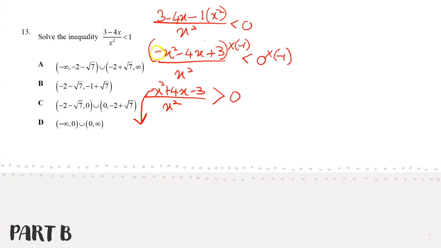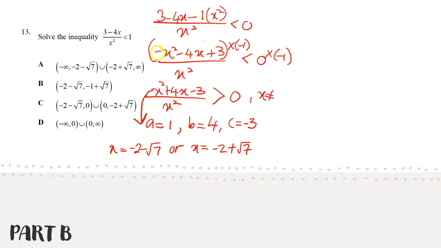Until this part, you may substitute or you may factorize the quadratic expression. So a is equal to positive 1, b is equal to 4, and c is equal to negative 3. No need to show your factorization. You simply substitute the values of a, b, and c into your calculator and you get the values of x. So we have x is equal to negative 2 minus 7, or x is equal to negative 2 plus 7. Okay, so for this one, x cannot be 0.